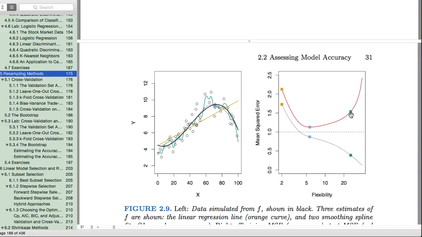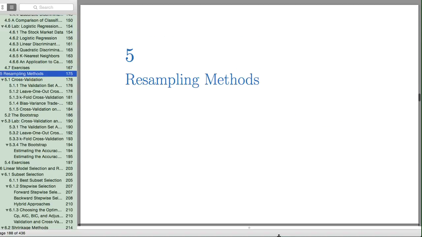So this is a big problem, and the techniques that we're going to talk about today help us to alleviate that problem. So the problem is we only have the training data, and what we would like to do is estimate the error on the test data. So the techniques for today basically use the training data as if it were the test data, and there are a couple of different ways of doing that. So let's look at those.